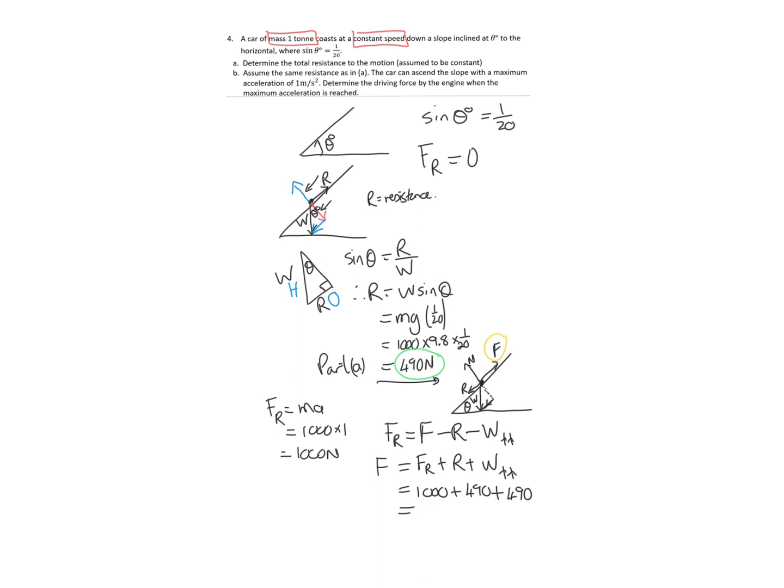So adding this all together gives me 1980 newtons. So that's a driving force that has to be exerted by the engine of the vehicle to get it up the hill with this acceleration of 1 meter per second squared.